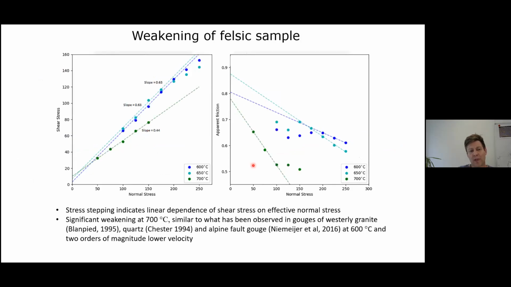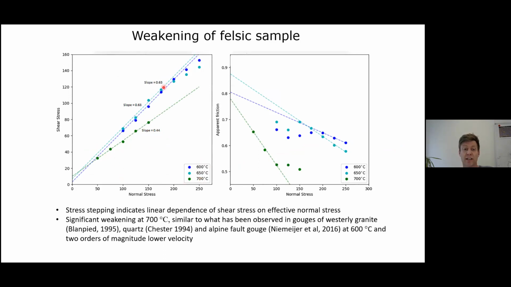Now, as I mentioned, at 700 degrees, the A-B values of the felsic sample were quite large, and that hinted towards a non-frictional phenomenon occurring. So we did normal stress stepping experiments on the felsic sample at 600, 650, and 700 degrees C to see whether the friction or the shear stress was still linearly dependent on effective normal stress.